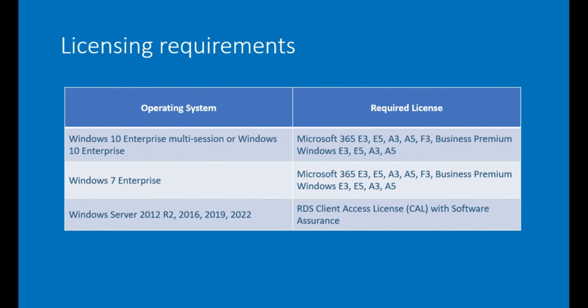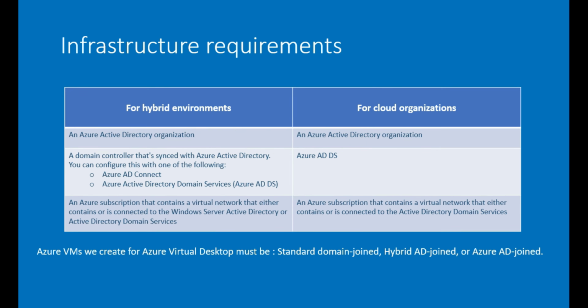In case you are trying to do a Windows Server based desktop and app virtualization, like setting up Tally or something like that, for example, from 2012 or 2012 R2, 2016, 2019 or 2022, the RDS CALs with software assurance are required. Okay, let's have a look at the infrastructure requirements.